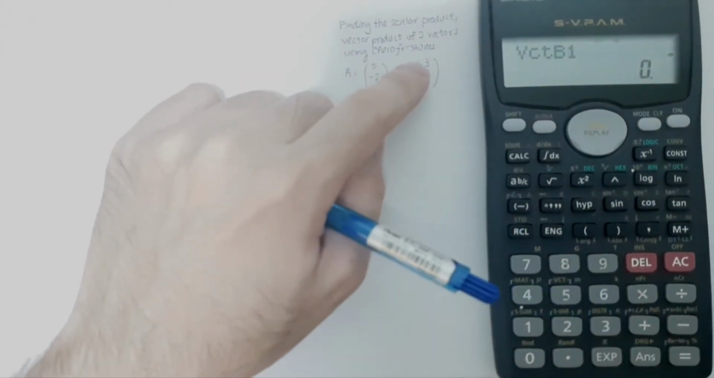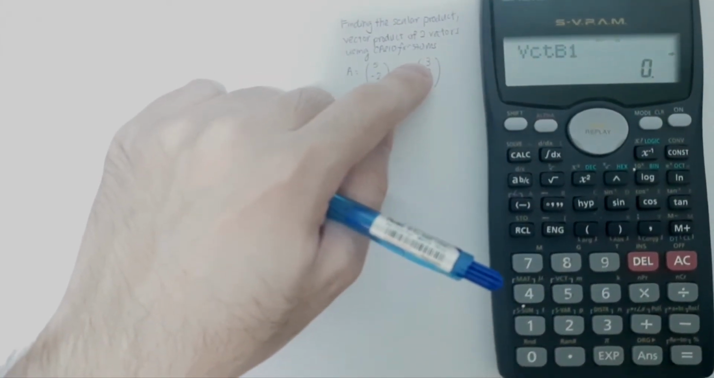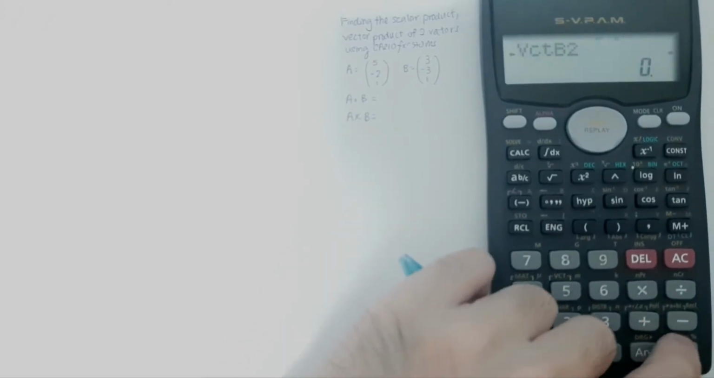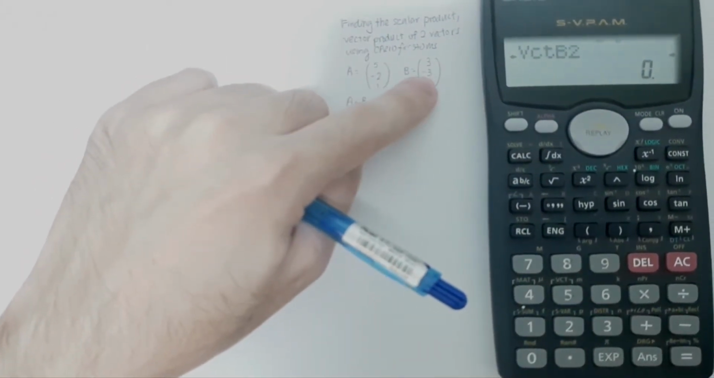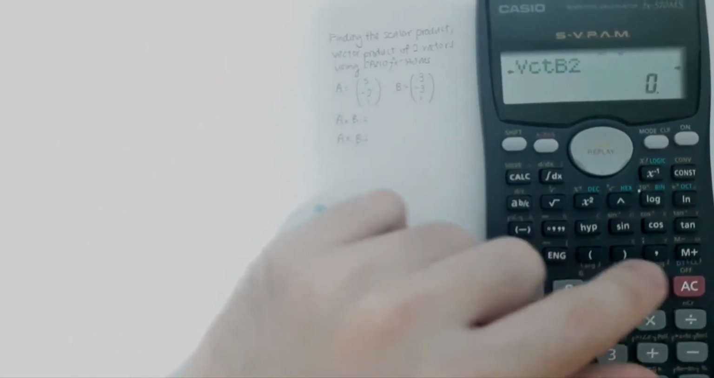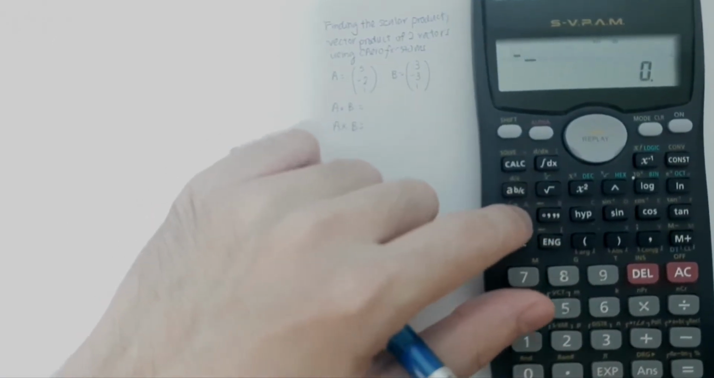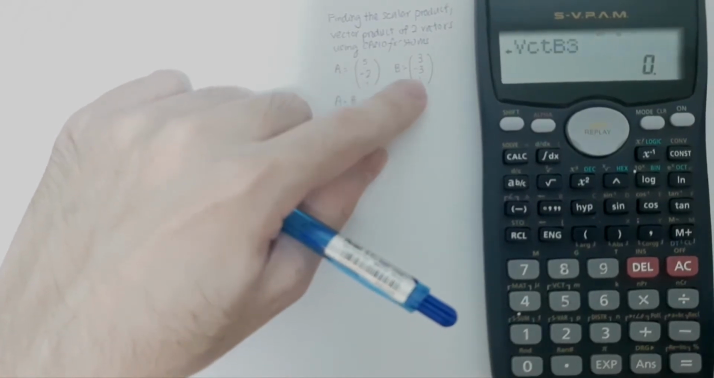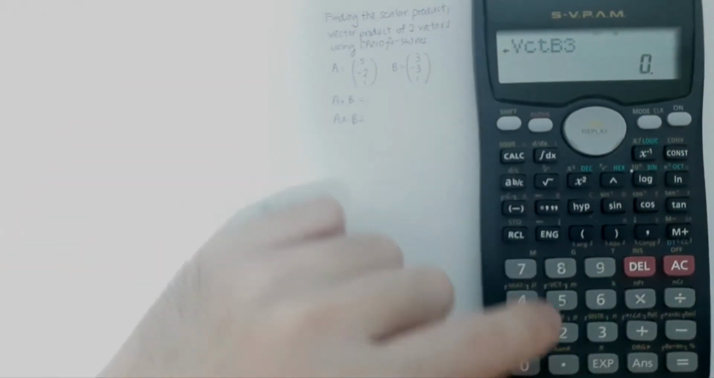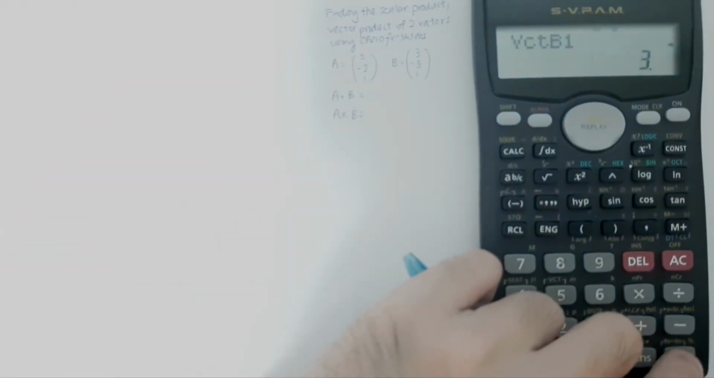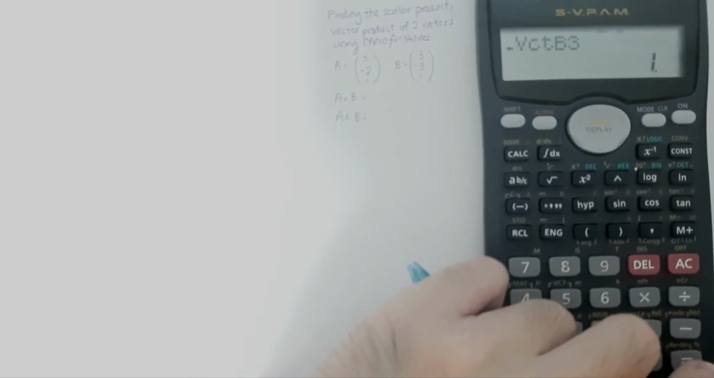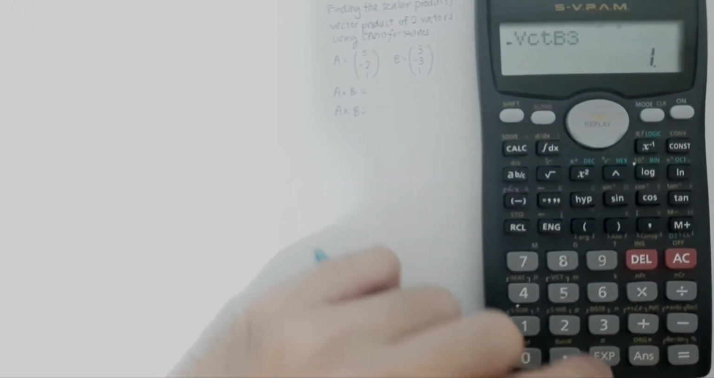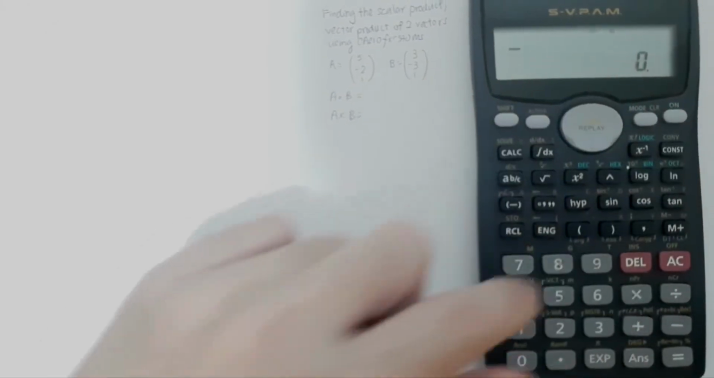Vector B1 represents the first value of the vector, which is 3. Vector B2 represents the second value of the vector, which is -3. And then last but not least, the third value of vector B is 1. Alright, now we have created our vector B.